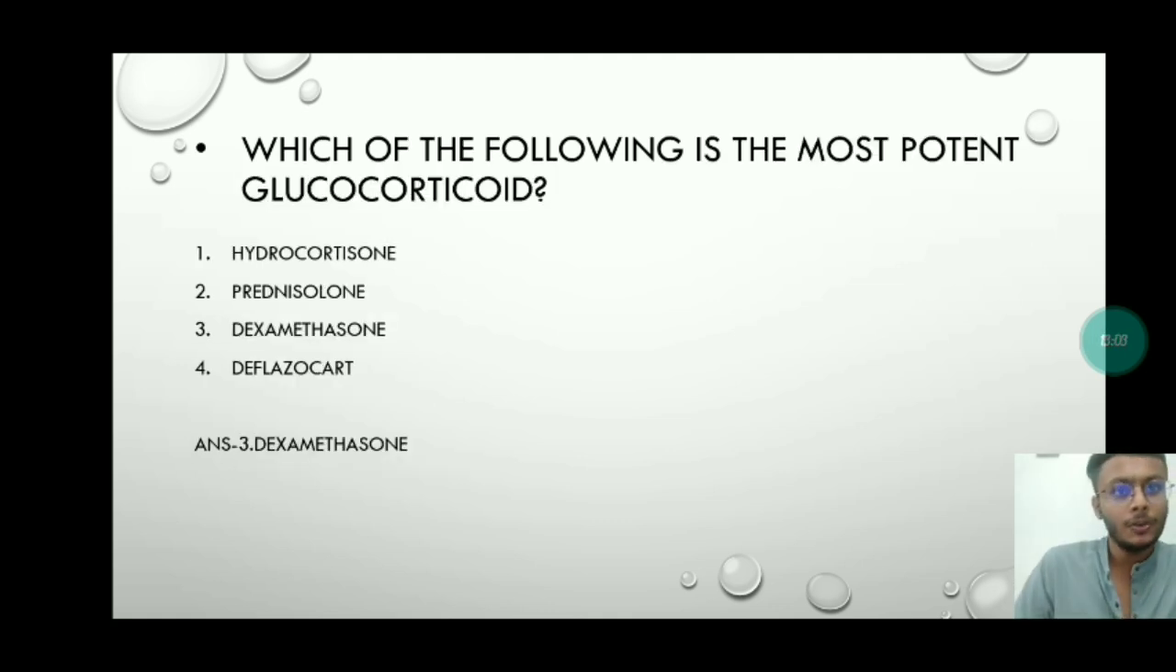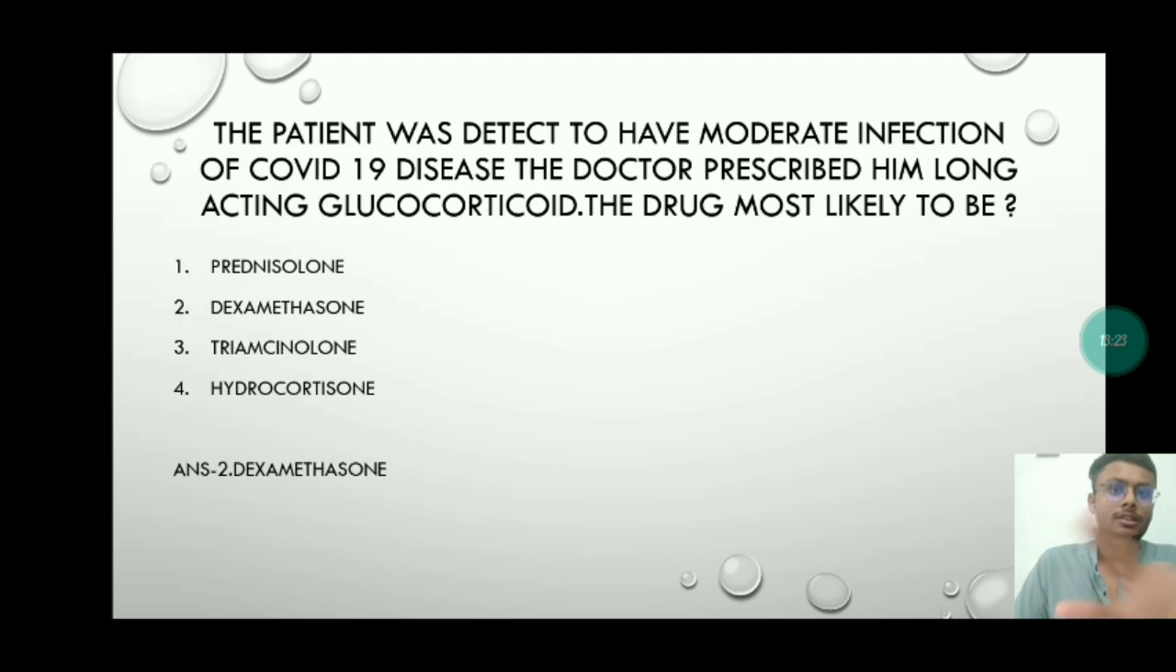So the next MCQ: which of the following is the most potent glucocorticoid? Most potent, we saw, is dexamethasone. The third option is the most potent glucocorticoid. Basically, two glucocorticoids have the most potent action: one is dexamethasone and the other is betamethasone. So let's see the third MCQ. The patient was detected to have a moderate infection of COVID-19 disease. The doctor prescribed him a long-acting glucocorticoid, the drug most likely to be.